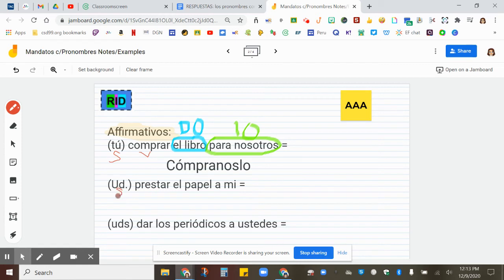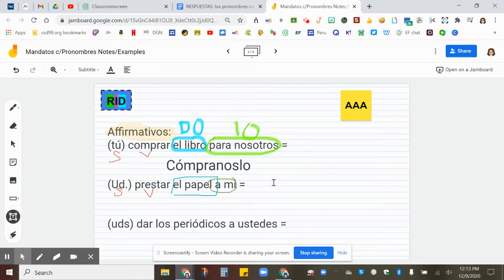Usted is my subject. This is how I know how to conjugate my verb. Prestar is the verb, to lend. El papel is what I need this person to lend. Who do I need them to lend it to? To me. Lend me some paper is what I want to say. Okay? So your direct object, el papel, indirect object, a mí.